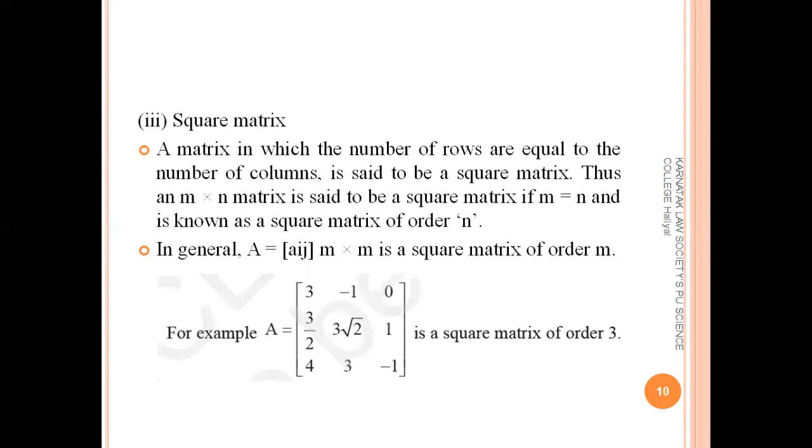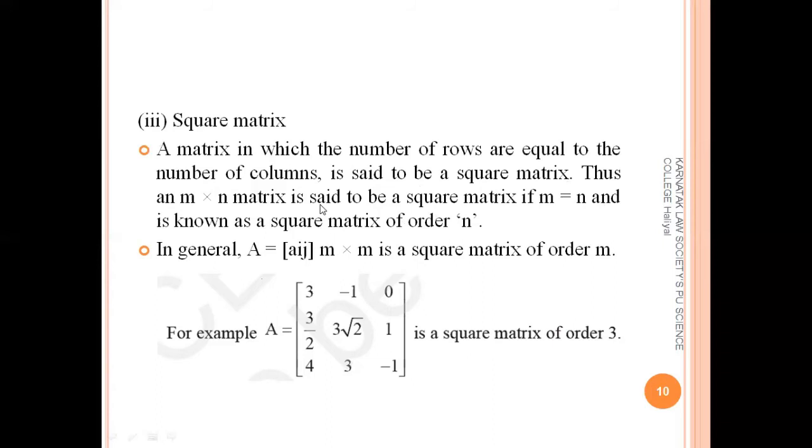Third one is a square matrix. A matrix in which the number of rows is equal to the number of columns is said to be a square matrix. Means in a square matrix, the number of rows is equal to the number of columns. Both are equal, then the matrix is said to be a square matrix.